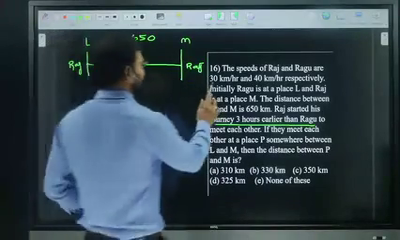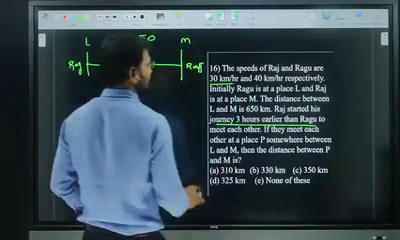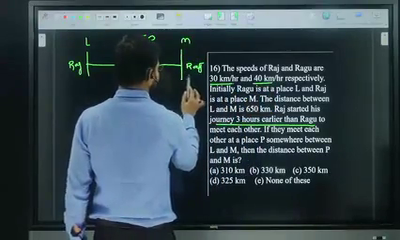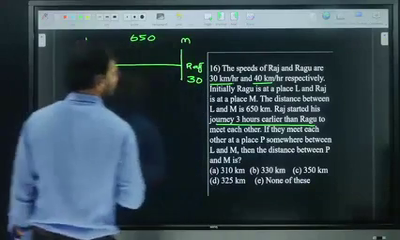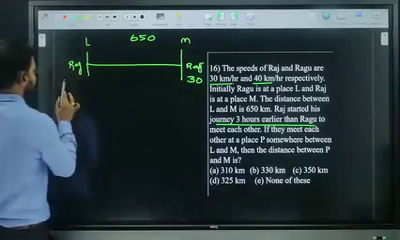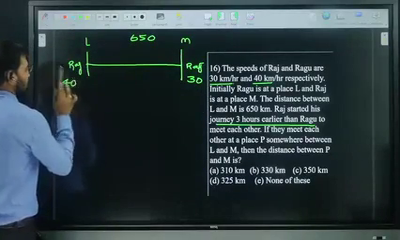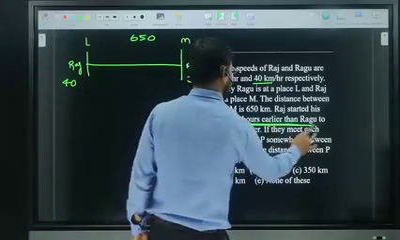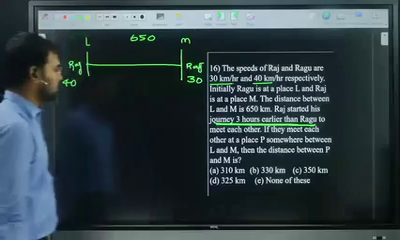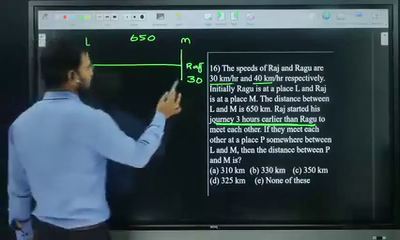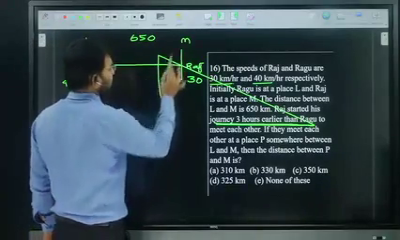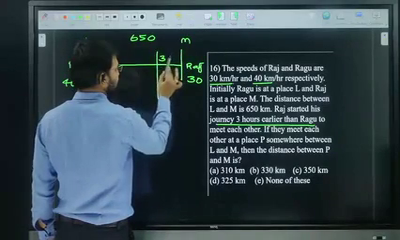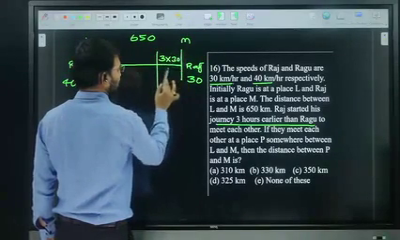First of all, Raju's speed is 30. Raghu's speed is 40. Raju started his journey 3 hours earlier than Raghu. 3 hours is nothing but 3 into 30. How much is covered? 90 covered.